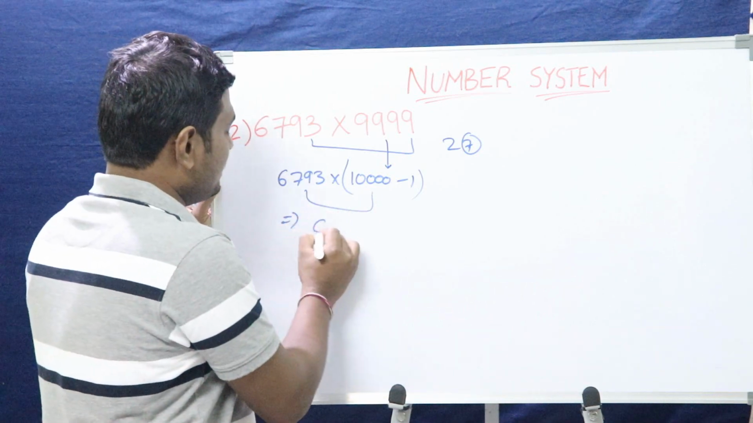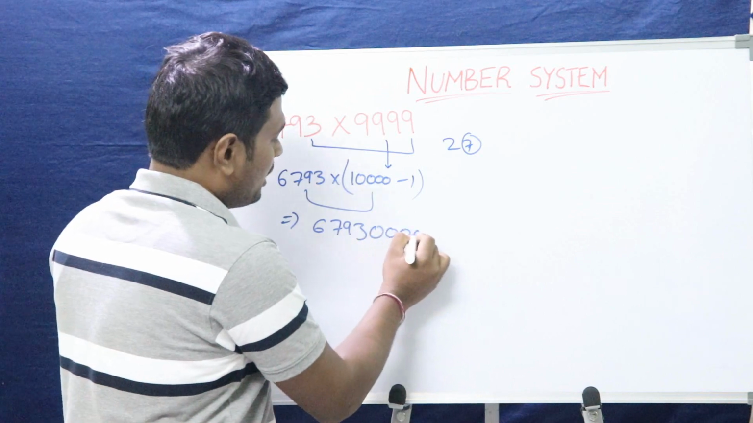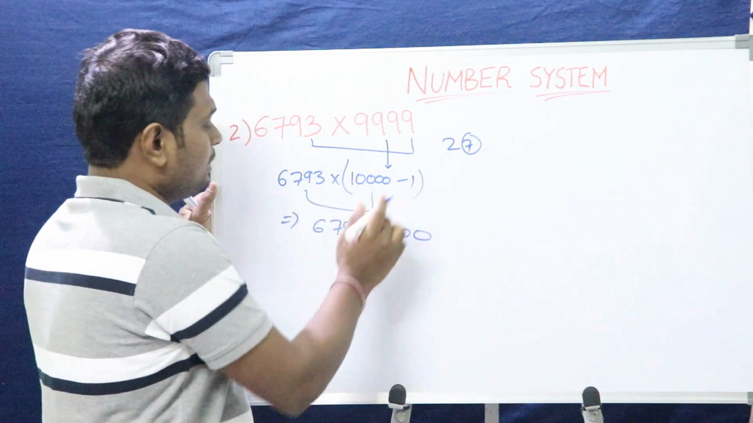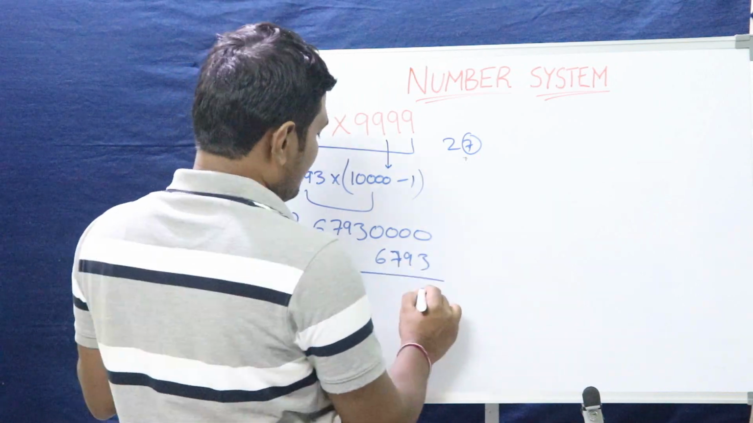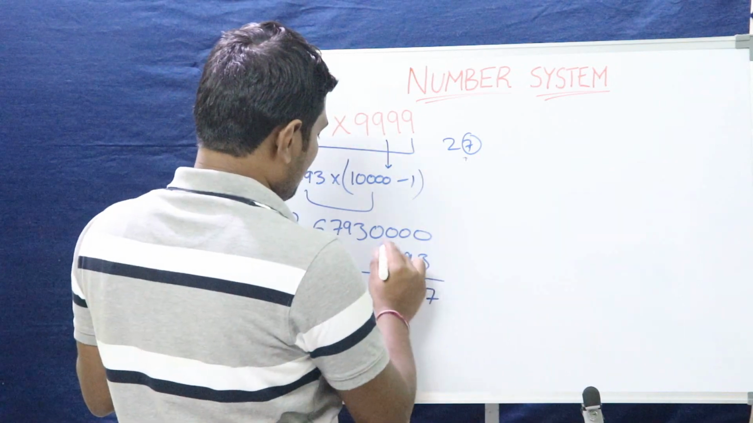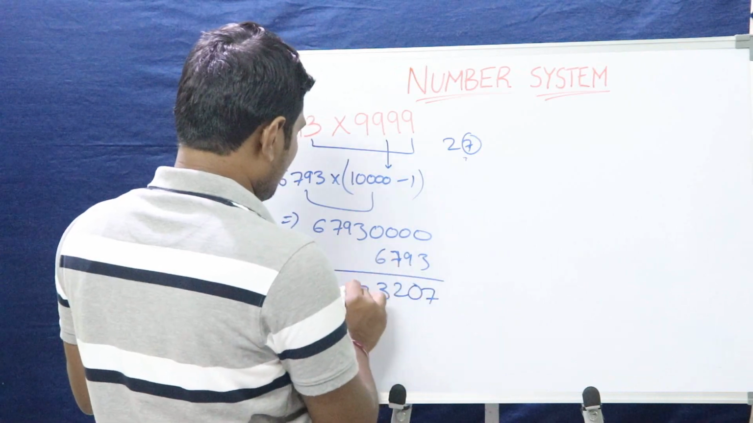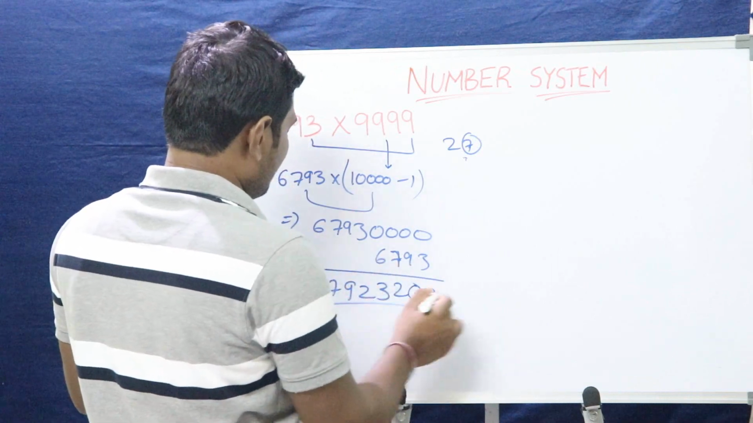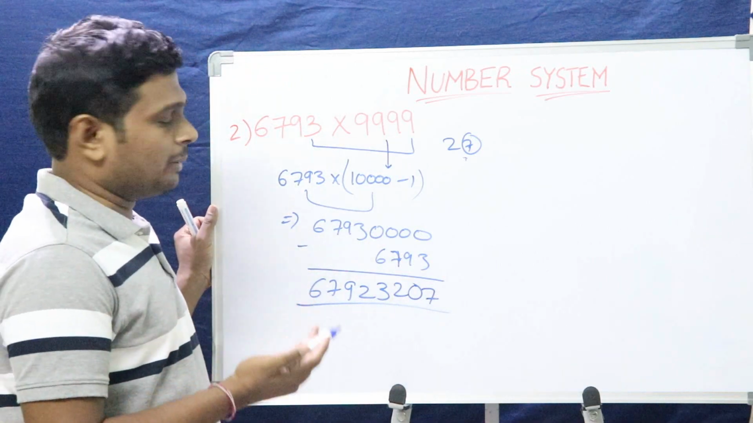The multiplication is 6793 with 4 zeros, minus 6793. We need to subtract this from this. 10 minus 3 is 7, 9 minus 9 is 0, 9 minus 7 is 2, 9 minus 6 is 3, which gives 67,922,207. This is the final answer. If we go with the traditional approach, it will take more time, right?